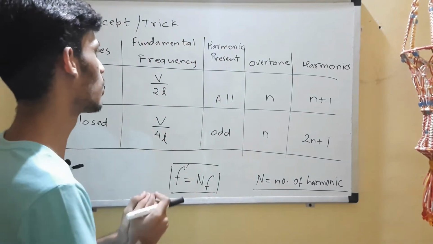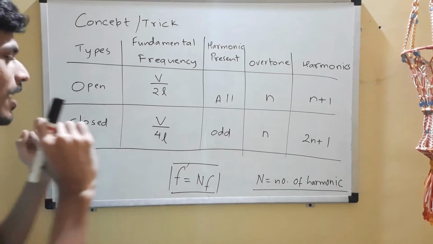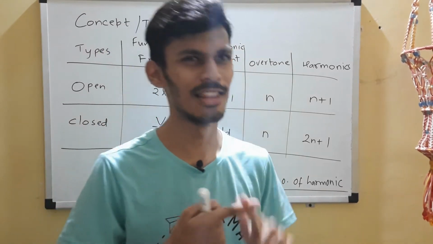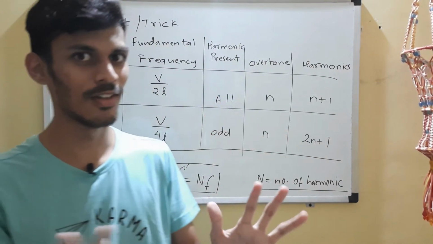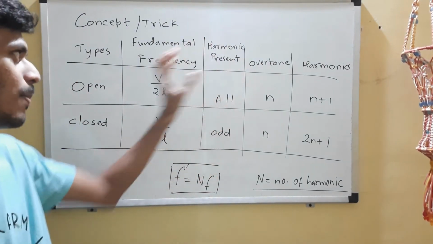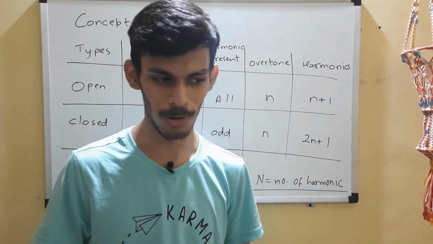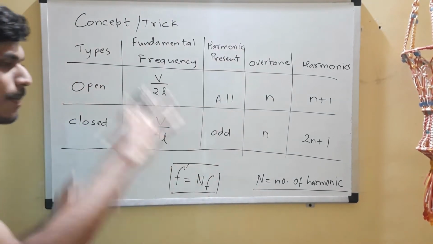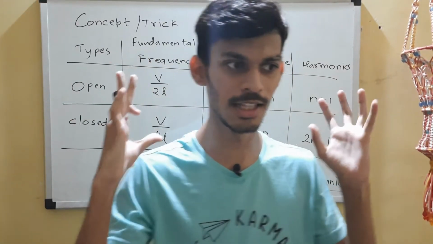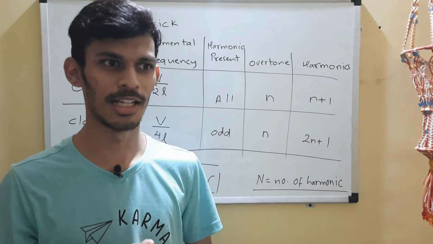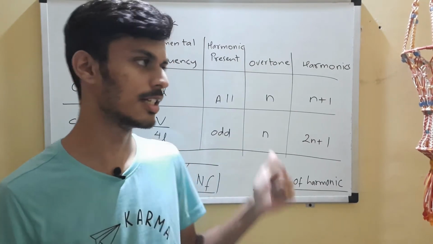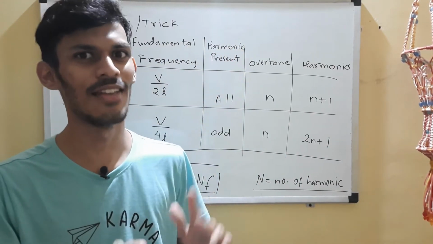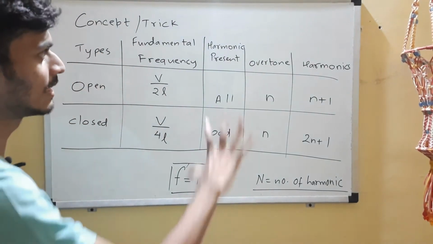Okay, let's come to the closed one. We'll keep this at the back of our mind. In the case of a closed one, only the odd ones are present. So only 1, 3, 5, 7, 9, only the odd harmonics are present in the case of a closed organ pipe. Again, this comes from derivation, we need not worry about that. We are just supposed to remember this. So in an open organ pipe, all the harmonics are present, all the integers 1, 2, 3, 4, 5, 6, and in a closed organ pipe, only the odd ones are present, 1, 3, 5, 7, 9.